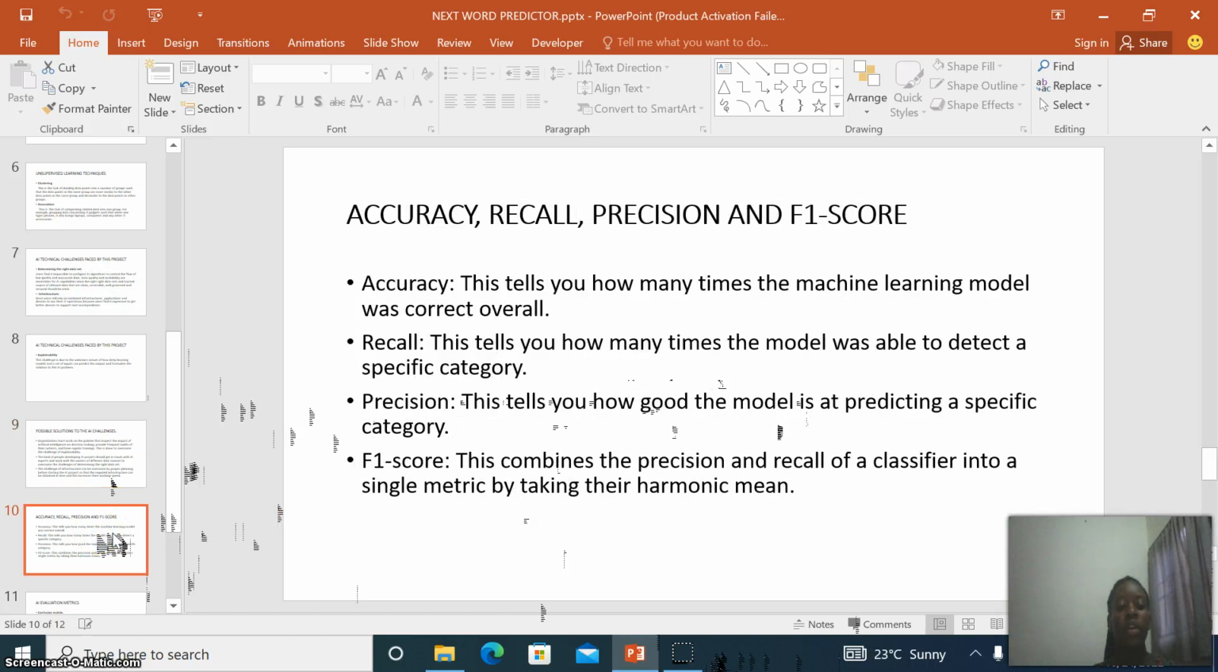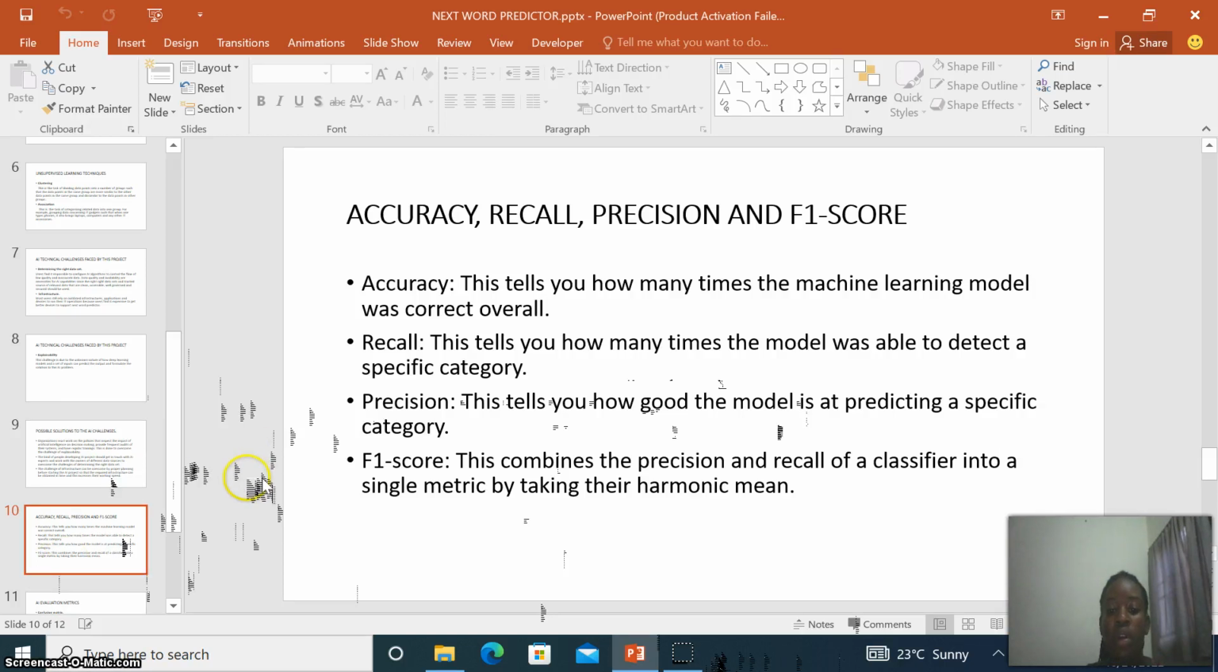Then here are the differences, how to differentiate between accuracy, recall, precision, and F1 score. Accuracy is a technique that tells you how many times the machine learning model was correct overall. So this counts how often your project was correct.